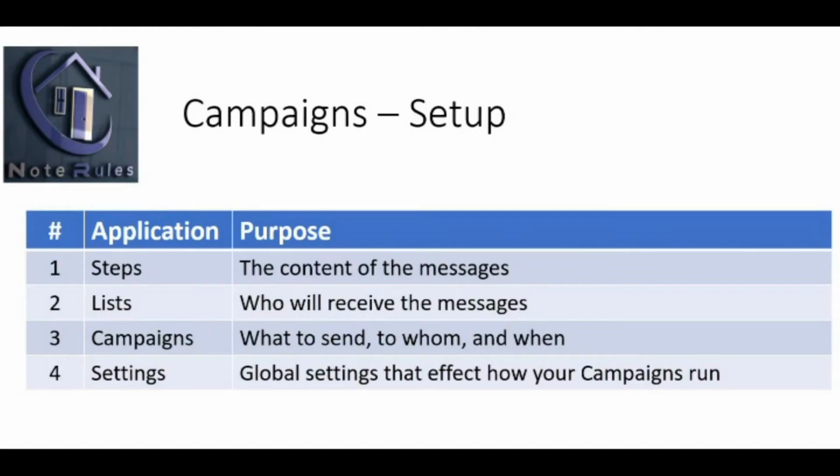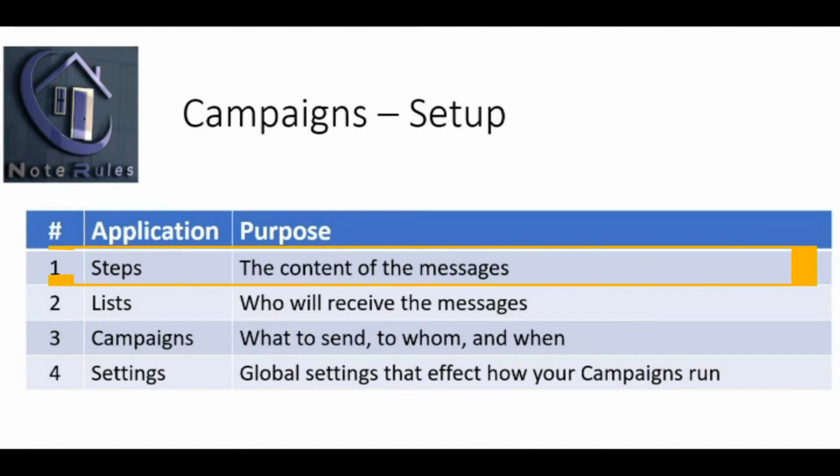The setup is broken into 4 areas, and we use applications in Note Rules to configure each of these areas. These areas are steps, which is the content of what they will receive, lists, which is who will receive the messages, campaigns, which is a collection of what to send to whom and when, and then settings, which are global settings that affect how your campaigns run.